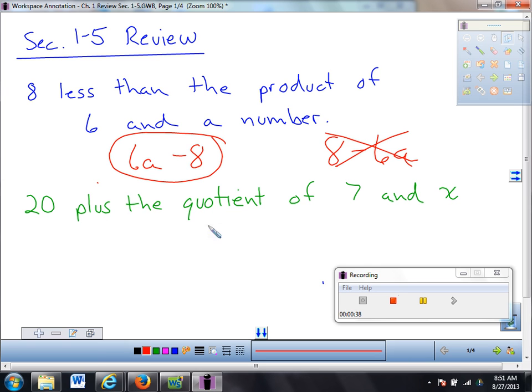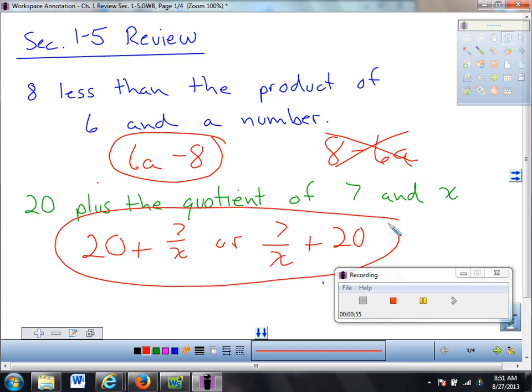Second one, 20 plus the quotient of 7 and x. So 20 plus means you're adding 20. Quotient means you divide, the quotient of 7 and x. Since it is addition, it is commutative, so you could switch around the order.